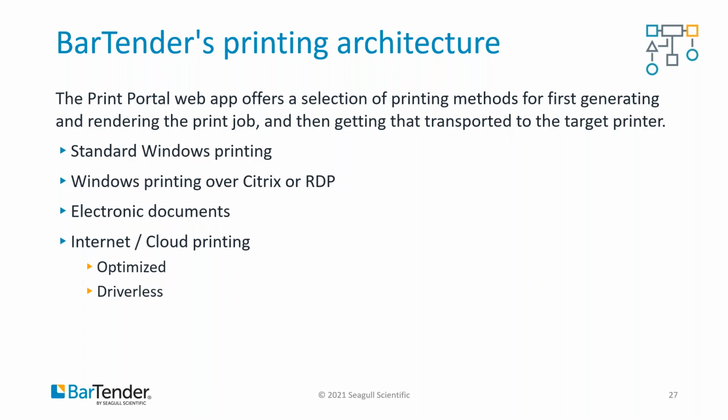If BarTender is being used in a terminal session such as Citrix or RDP, then we can use the printing technologies that those sessions offer. Electronic documents, this is where the BarTender print job can be rendered to a PDF or an XPS file. So any electronic document format that may be supported either by BarTender natively, such as PDF, or via a third-party printer driver.